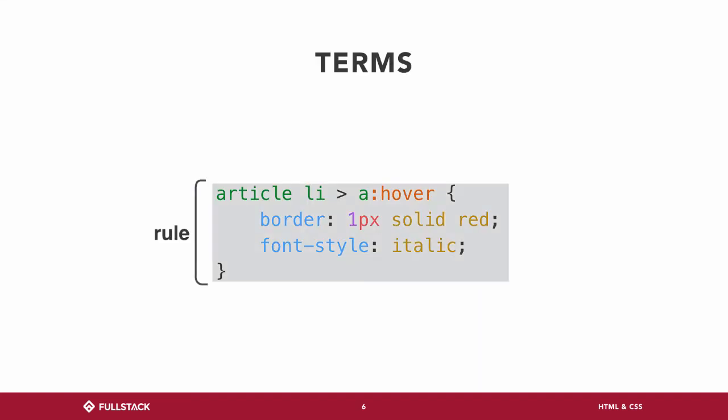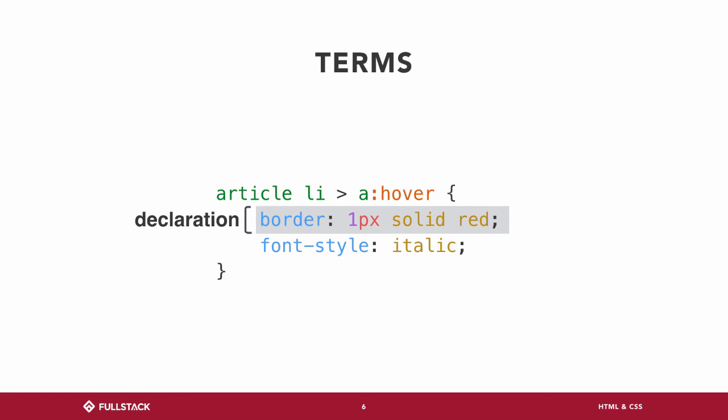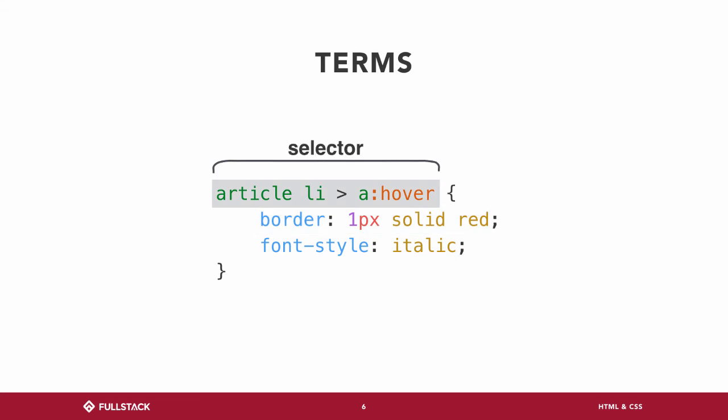First of all, what we're looking at here is considered a CSS rule, which is a selector and a declaration. So here we've got two declarations and our selector. Here we've got our selector, and we'll talk about the details of what each of these are and how this is going to determine what ends up getting selected.